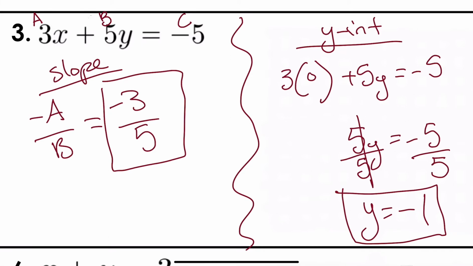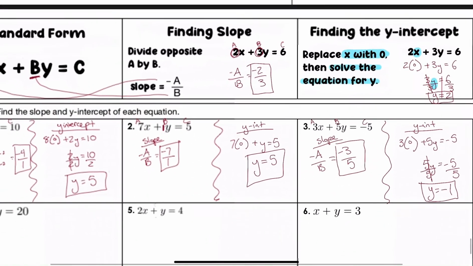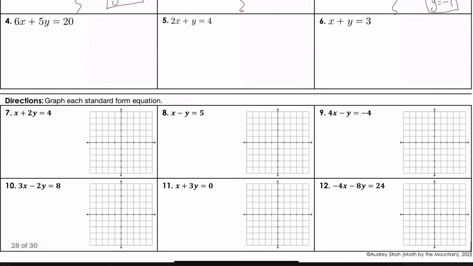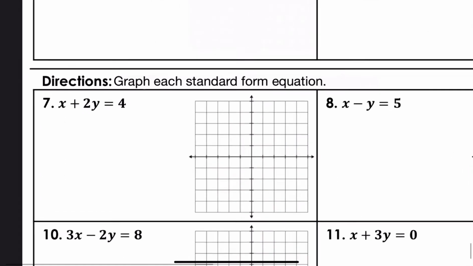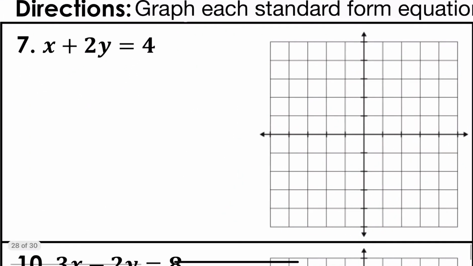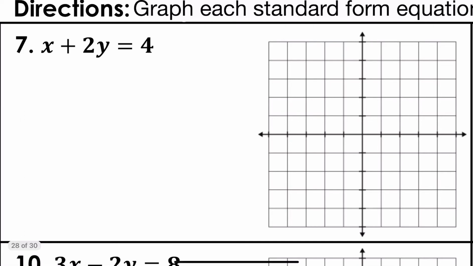Alrighty, so the other thing that we practiced during these notes was how to graph in standard form. So we're going to take a look at these lower ones here. Let's start with number 7. Cool thing about graphing in standard form is that it's really similar to graphing in slope-intercept. Only difference is we have to find our slope and our intercept. So we're going to take what we just learned how to do, finding the slope and the y, and then we're going to plot it after that. So we're just adding on an extra step here.